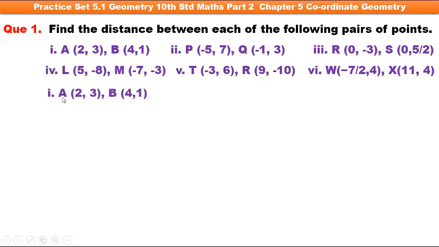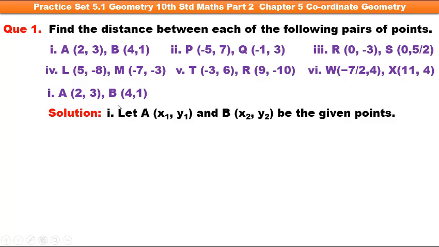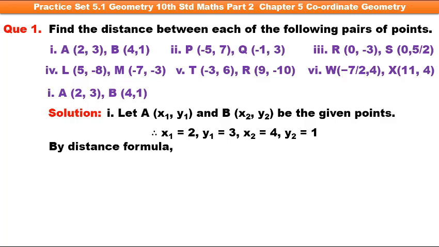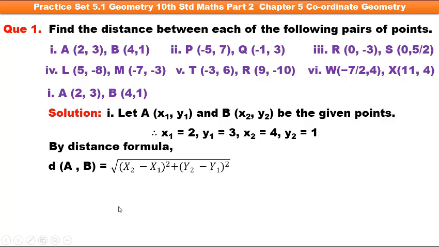First, the coordinates of A are (2, 3) and of B are (4, 1). Solution. Let us assume that the coordinates of A are (x1, y1) and of B are (x2, y2). Then x1 is equal to 2, y1 is equal to 3, x2 is equal to 4 and y2 is equal to 1. By the distance formula, the distance between points A and B is equal to the square root of (x2 minus x1) squared plus (y2 minus y1) squared.